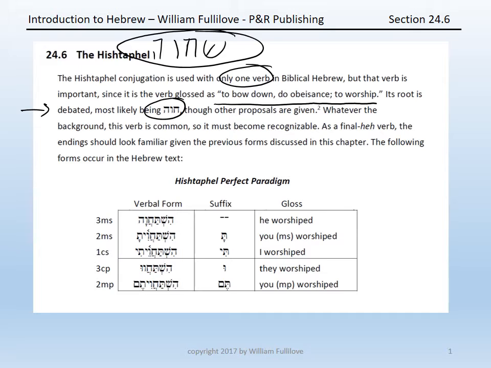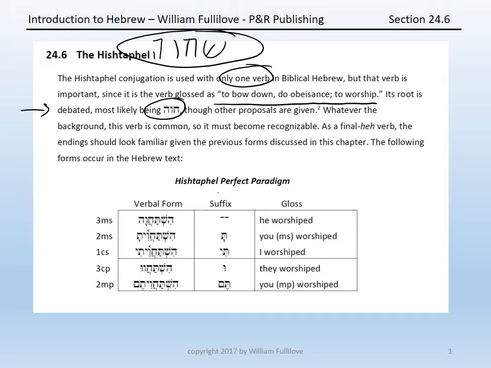Whichever way one wishes to resolve this question, this verb is used enough in the text that it is common and must be recognized. As a final he verb, a third he verb, the endings of the hishtafel should look familiar given everything we've covered in this chapter. The hishtafel does not occur in every person, gender, and number, but the following forms do occur in the Hebrew text.